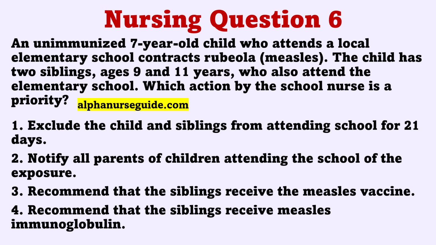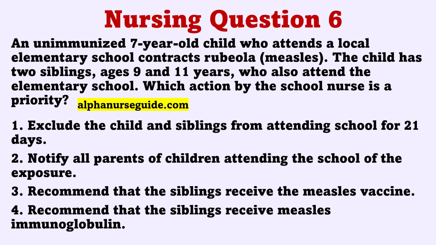An unimmunized 7-year-old child who attends a local elementary school contracts rubeola. The child has 2 siblings, ages 9 and 11 years, who also attend the elementary school. Which action by the school nurse is a priority?